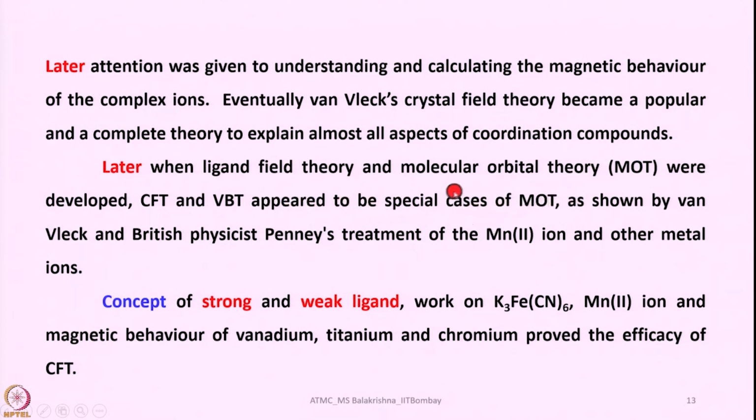That indicates molecular orbital theory has taken the best part of crystal field theory as well as valence bond theory, and one can call this modified molecular orbital theory more or less the same as ligand field theory. These things were shown by Van Vleck and also the British physicist Penney. Penney worked on the magnetic properties of manganese ion and several other metal ions. The concept of strong and weak ligands, work on potassium ferricyanide, manganese 2 ion, and also the magnetic behavior of vanadium, titanium and chromium proved the efficacy of crystal field theory.